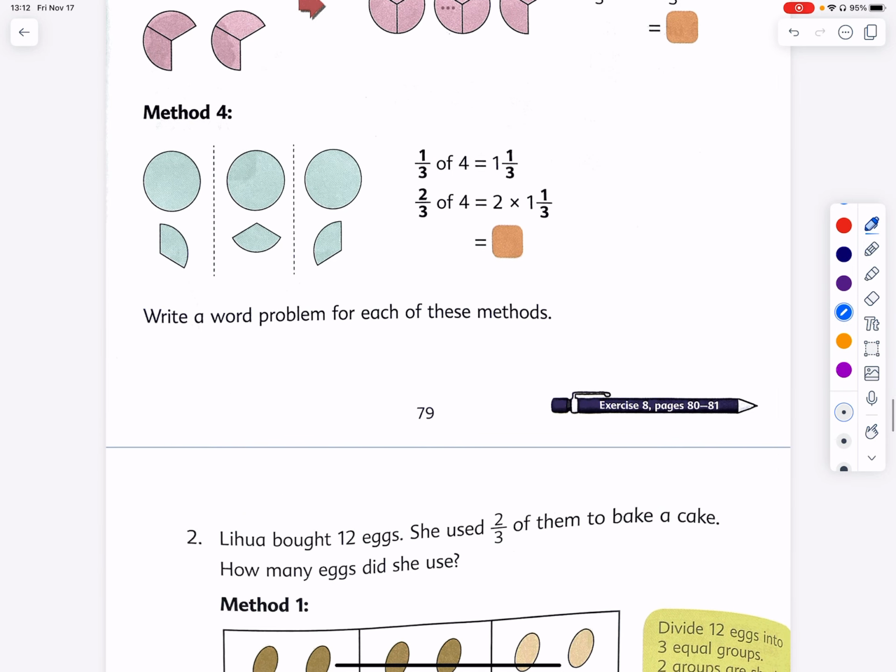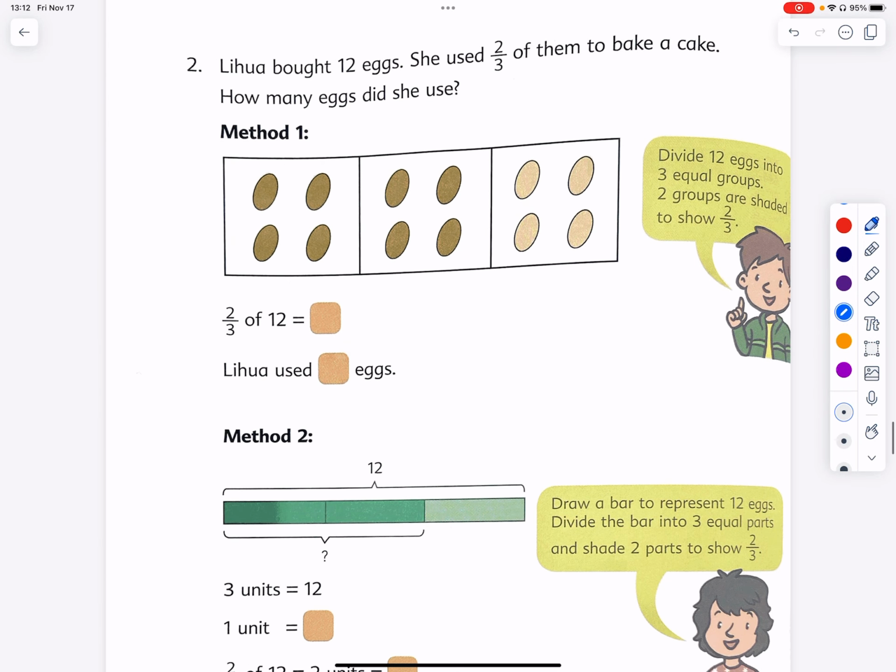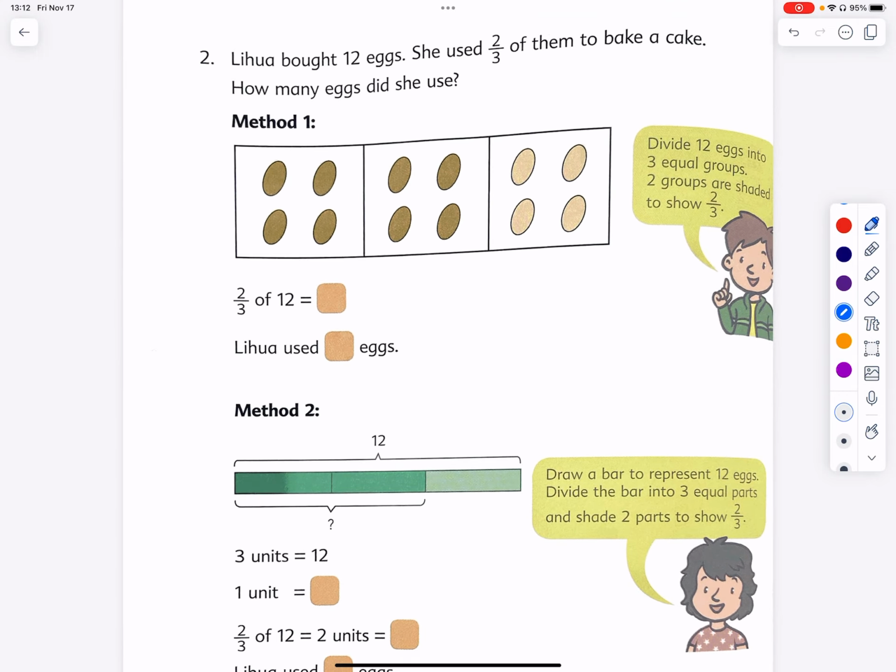And finally, we have one more method, but I'm going to skip this method and go again into word problems. Skip the examples. I am on page number 80 in our textbook, 5A, and we're practicing multiple ways of multiplying fractions. I'm on number 2.